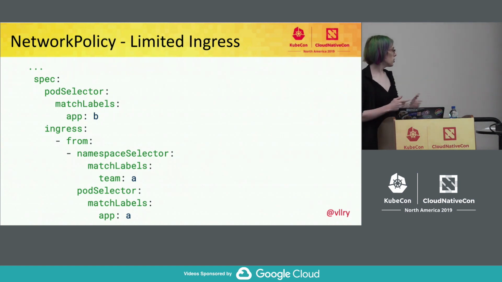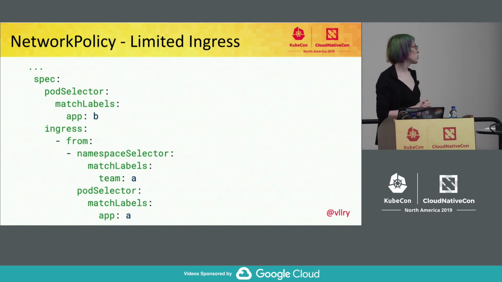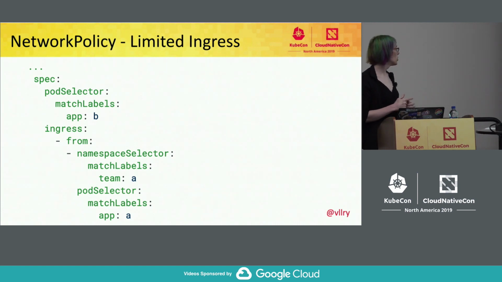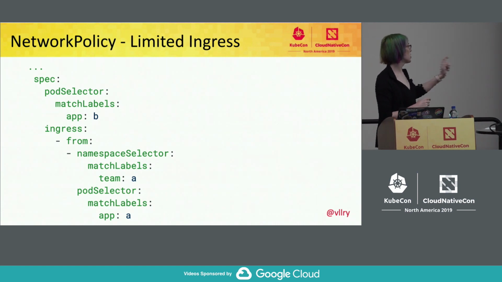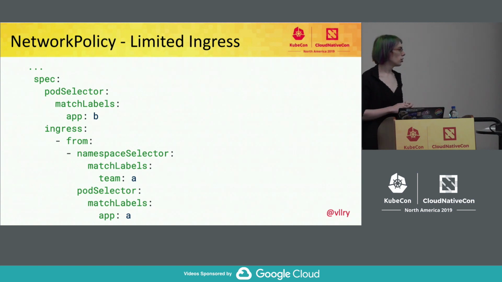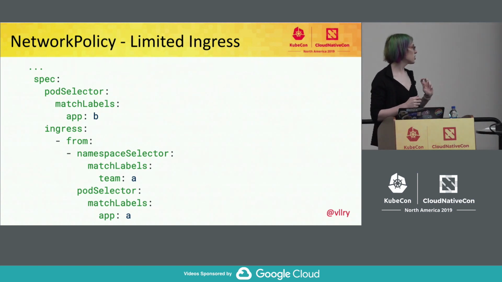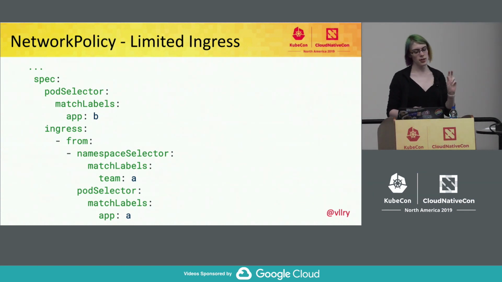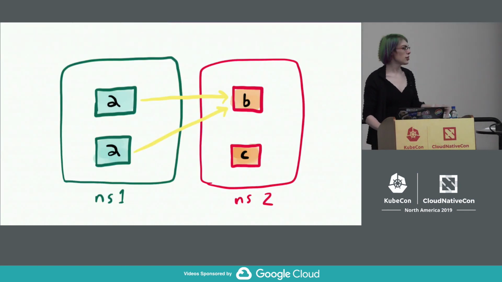So here's a somewhat more practical example of Ingress. We're taking a namespace that matches a team selector. We're taking a pod selector for A, and we're saying that for B, we can ingress. So you can't ingress to B except from this thing A in this namespace. And that looks like this.